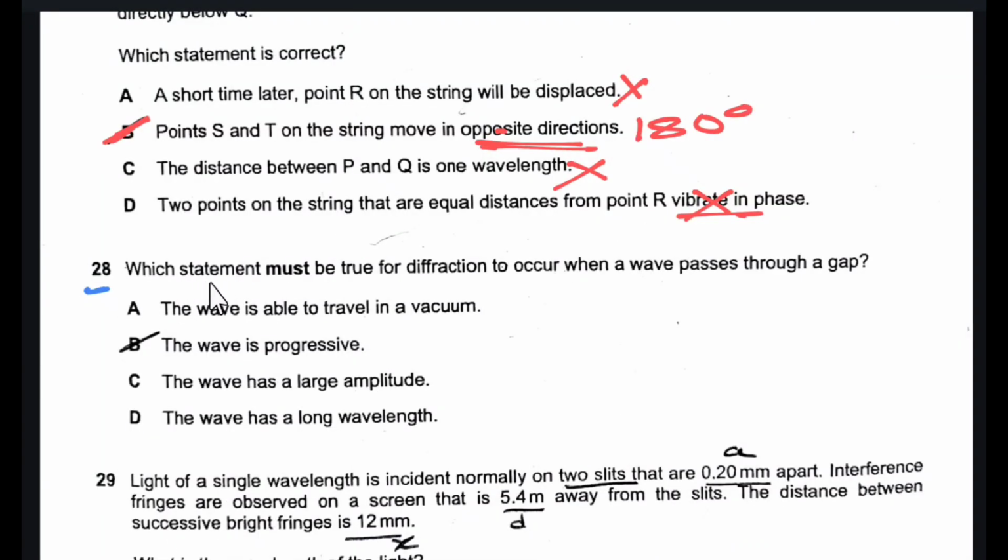8. Which statement must be true for diffraction to occur when a wave passes through a gap? The wave is able to travel in vacuum. This statement is wrong because it is for electromagnetic waves that they travel in vacuum. But the wave is progressive.